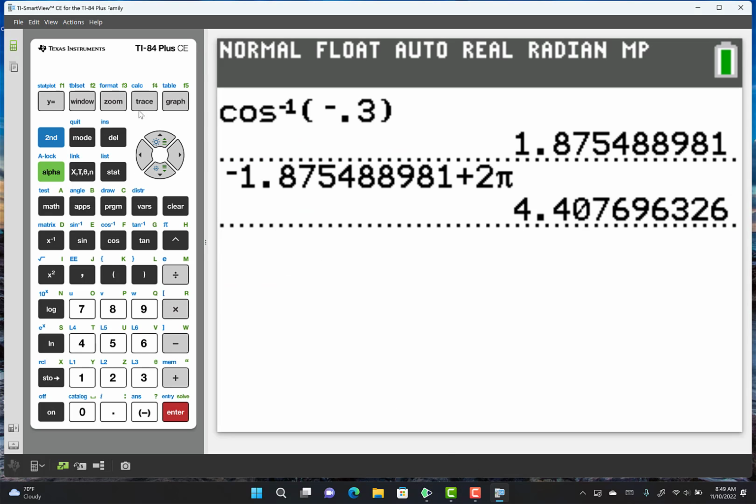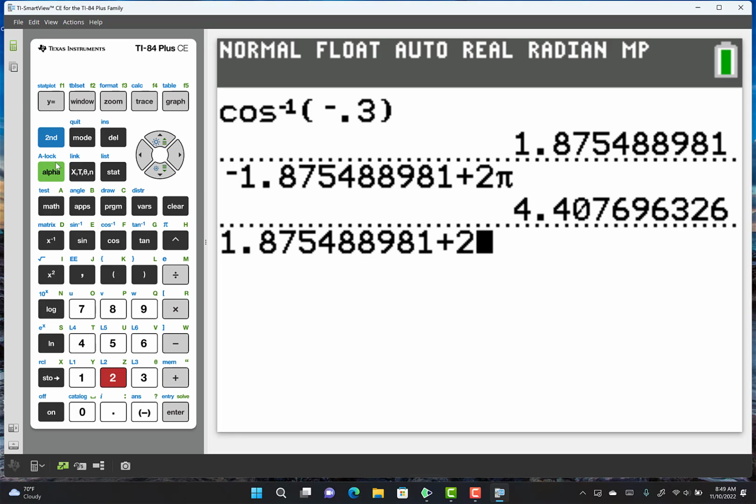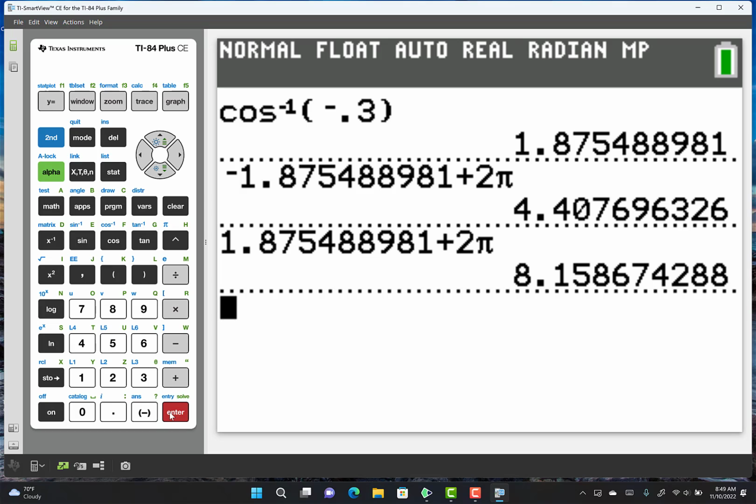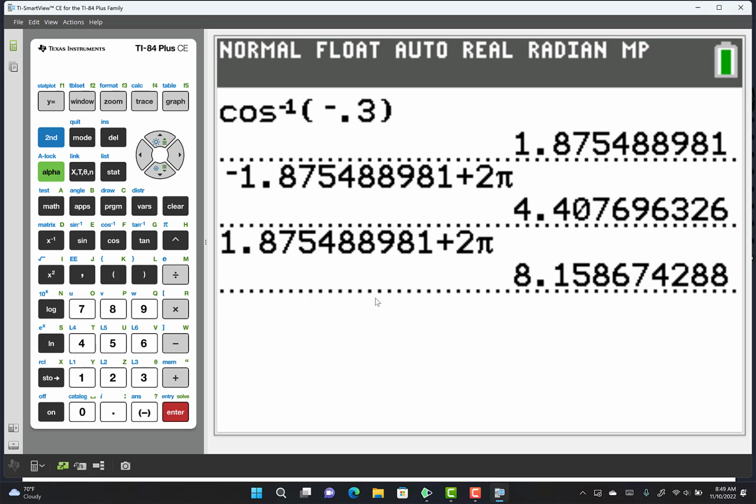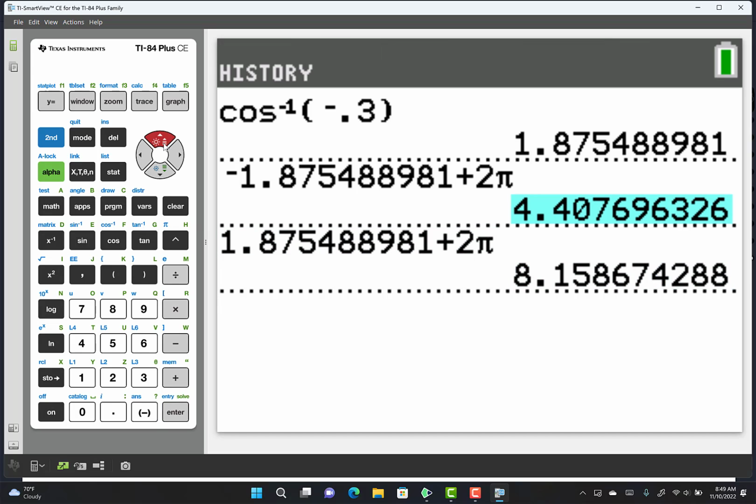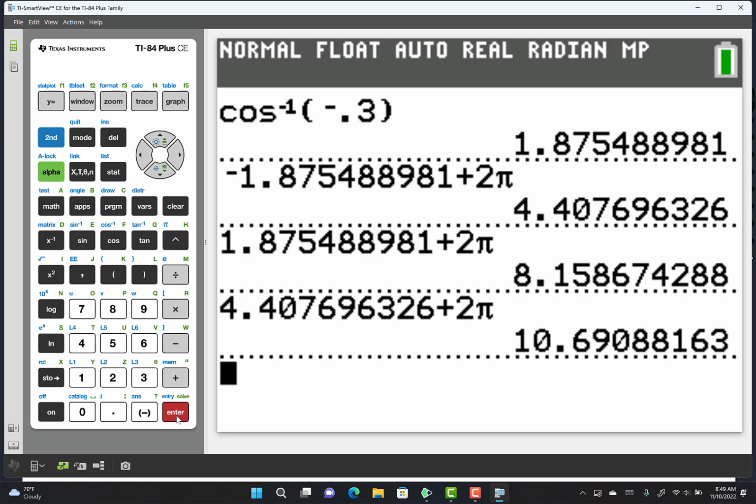So here I go. I scroll up. Enter. Plus 2 pi. And then I push enter again. 8.159. 8.159, comma. To get the next one, I go to the 4.408 and add 2 pi. 4.408 plus 2 pi, enter, and 10.691.